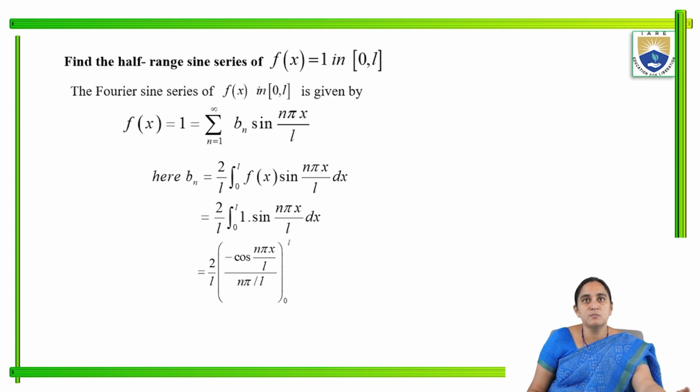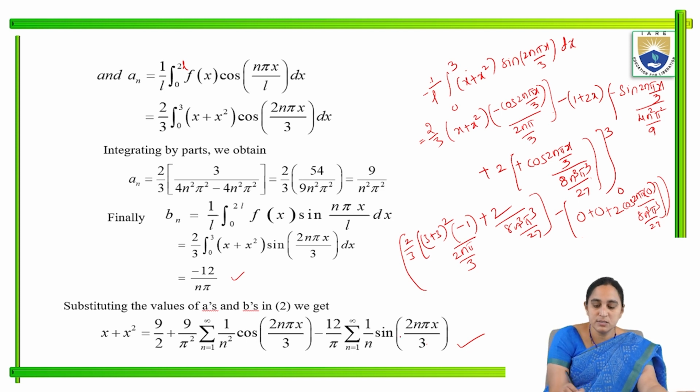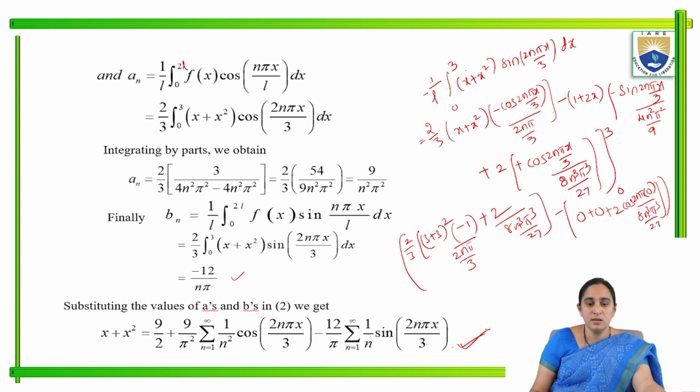Now expand the sigma value there, or else directly this is also the right answer. If you want to expand the sigma, then you have to expand n value from 1 to 3, or else okay, leave it. This is also the correct answer for the function x plus x square within the interval 0 comma 3.